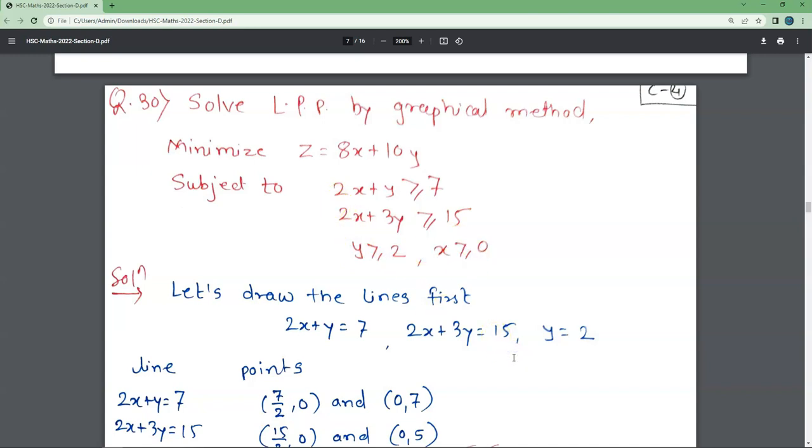याला सॉल्व करण्याची एक सिंपल मेथड आहे. सगळ्यात आधी जे आपल्याला दिलेलं असतं ते इनइक्वालिटीज मधून इक्वालिटीज मध्ये कन्वर्ट करायचं. सो यू नीड टू फर्स्ट कन्वर्ट इट. 2x plus y is equal to 7, 2x plus 3y is equal to 15, y is equal to 2 and x is equal to 0. या कंप्लीट 4 लाईनचे ग्राफ वरती लाईन्स काढायच्या, राईट.